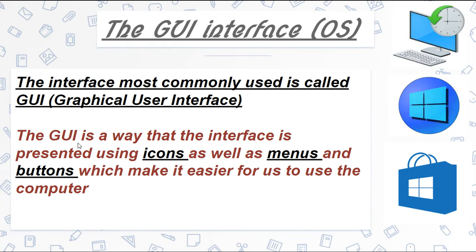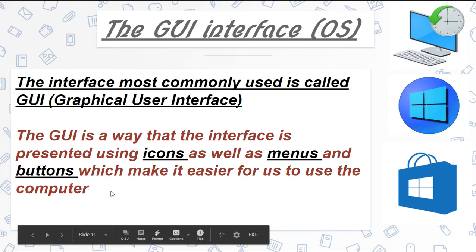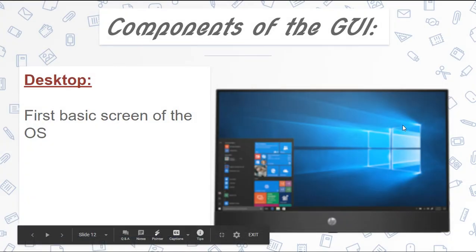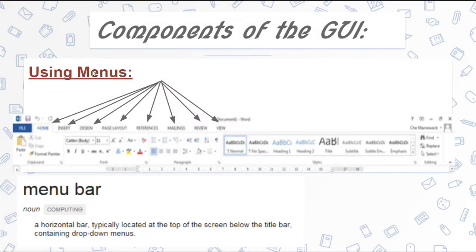The graphical user interface, or GUI, is the way that the interface is presented using icons, so little images, as well as menus and buttons, which make it easier for us to use the computer. This is our first basic screen of the computer. If we use menus, most programs that work within your GUI have the same sort of features. So if you open up Word, Excel, or PowerPoint, they all kind of look the same on this menu ribbon. Home, insert, layout, the same sort of tabs coming up.